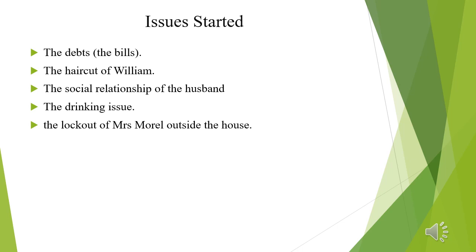The haircutting incident also illustrates the way that William is the most important person to Mrs. Morell, since she is willing to throw over her husband in favor of her son.